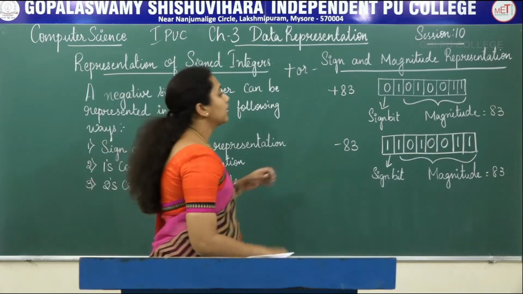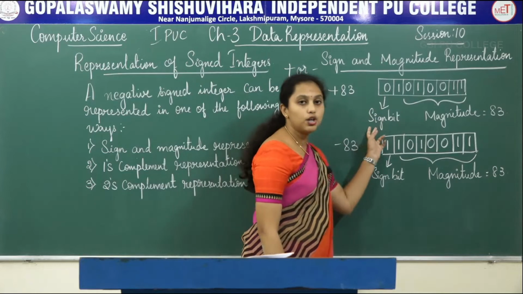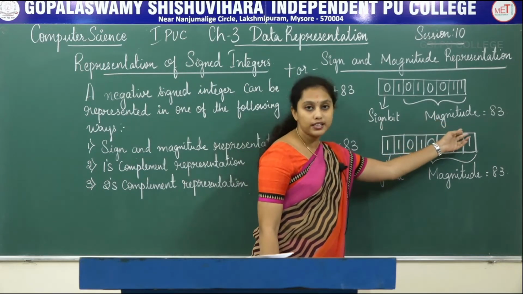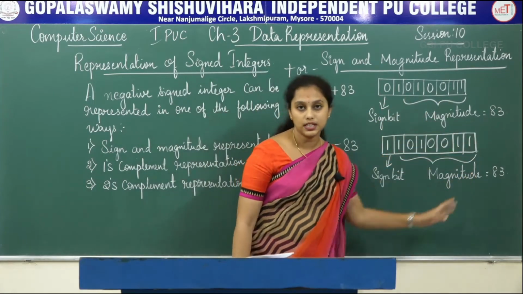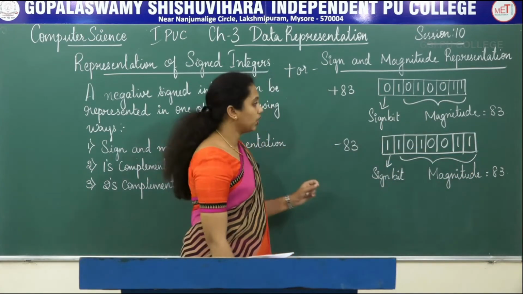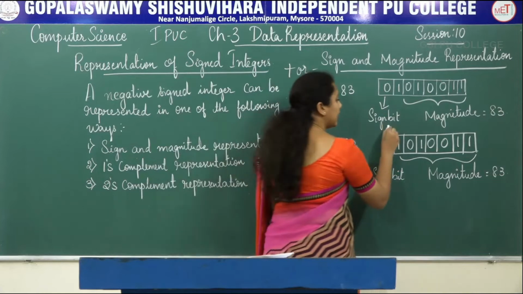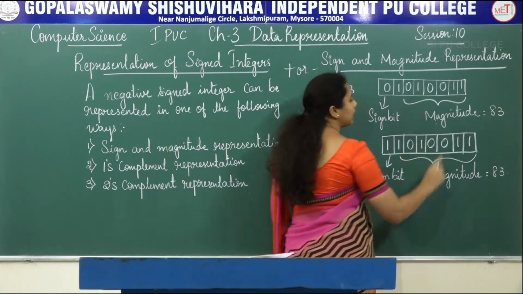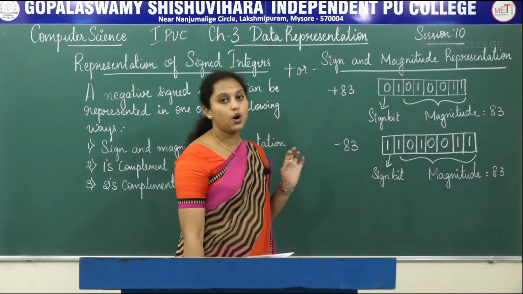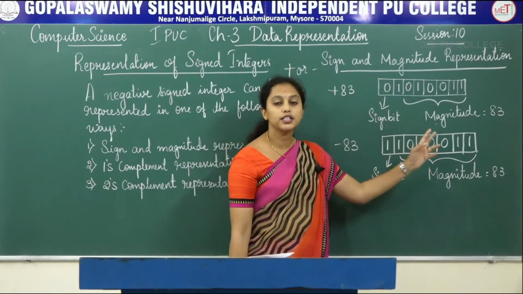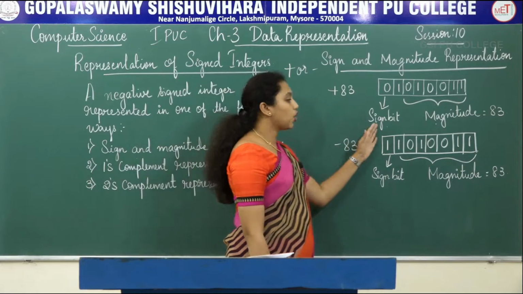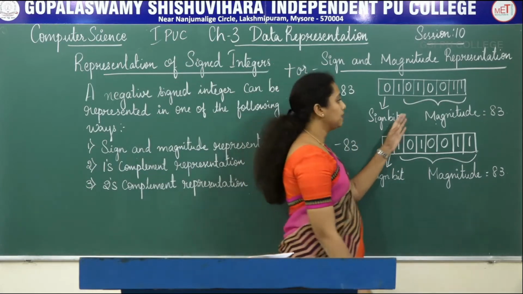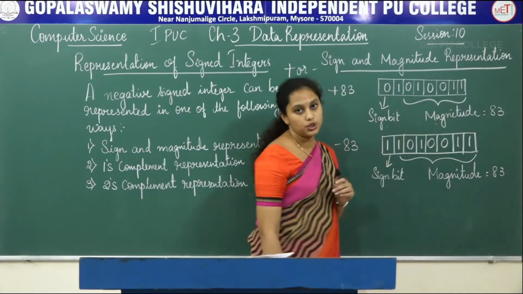An integer containing a sign bit followed by the magnitude is called sign and magnitude representation. The MSB is always the sign bit and the remaining bits are the magnitude.